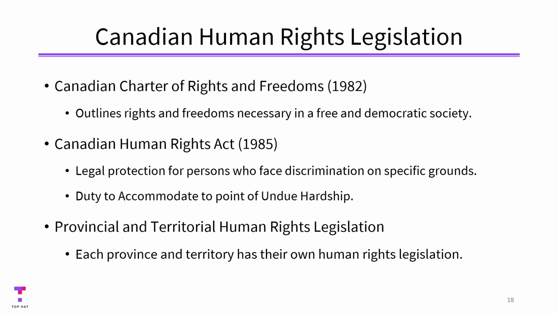There are a number of different legal protections and human rights codes within Canada that protect people against discrimination on enumerated grounds. One of those is the Canadian Charter of Rights and Freedoms. The other is the Canadian Human Rights Act. And the third, which is put into one group, is that each province and territory has its own human rights legislation.